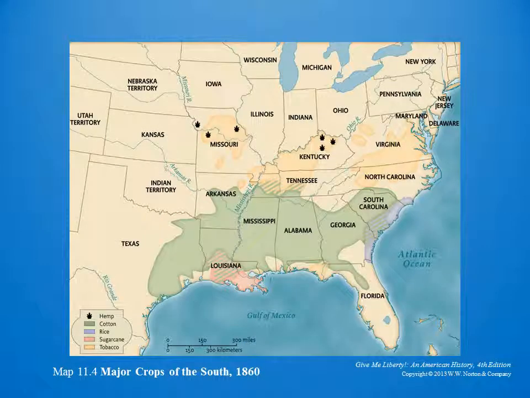And you can see here, these are the major crops of the South, cotton being the major agricultural crop of the South and the nation as well. Slaves also grew rice, sugarcane, and tobacco.